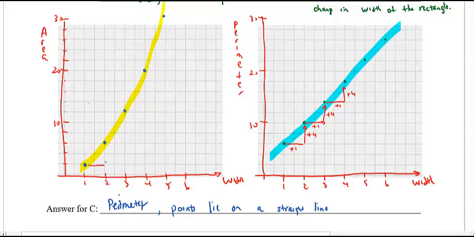Where here it wasn't. Because 1 up by what? 4. 1 up by 6. 1 up by 8. Not the same. Okay? So, notice we have two ways now, looking at a table of values or looking at a graph to show if something is linear.